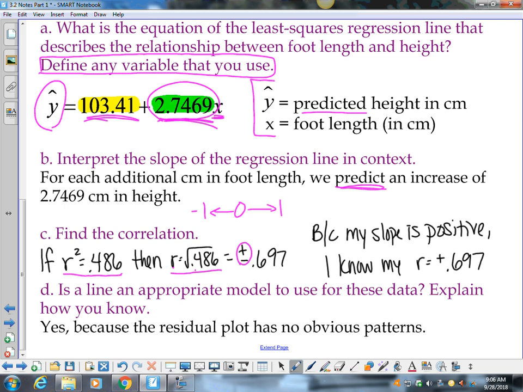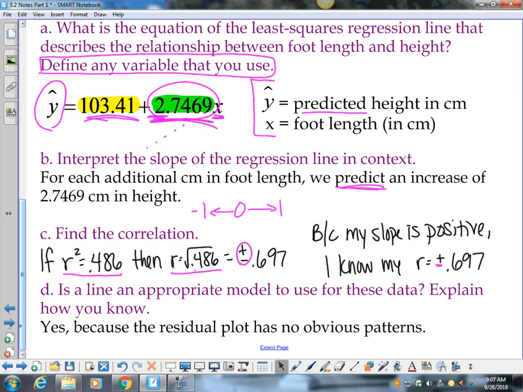But I know that my slope is positive, so I know this line is going up, so I know my R has to be the positive version of that number. If my slope was negative, I would have to know that my R has to also be negative because there's a negative relationship. So 0.697, as far as correlation coefficients go, this guy's pretty not exciting. A 0.697 is not anything to get super excited about. Is a line an appropriate model for use for this data? Explain how you know. Yes, it is, because the residual plot has no patterns.